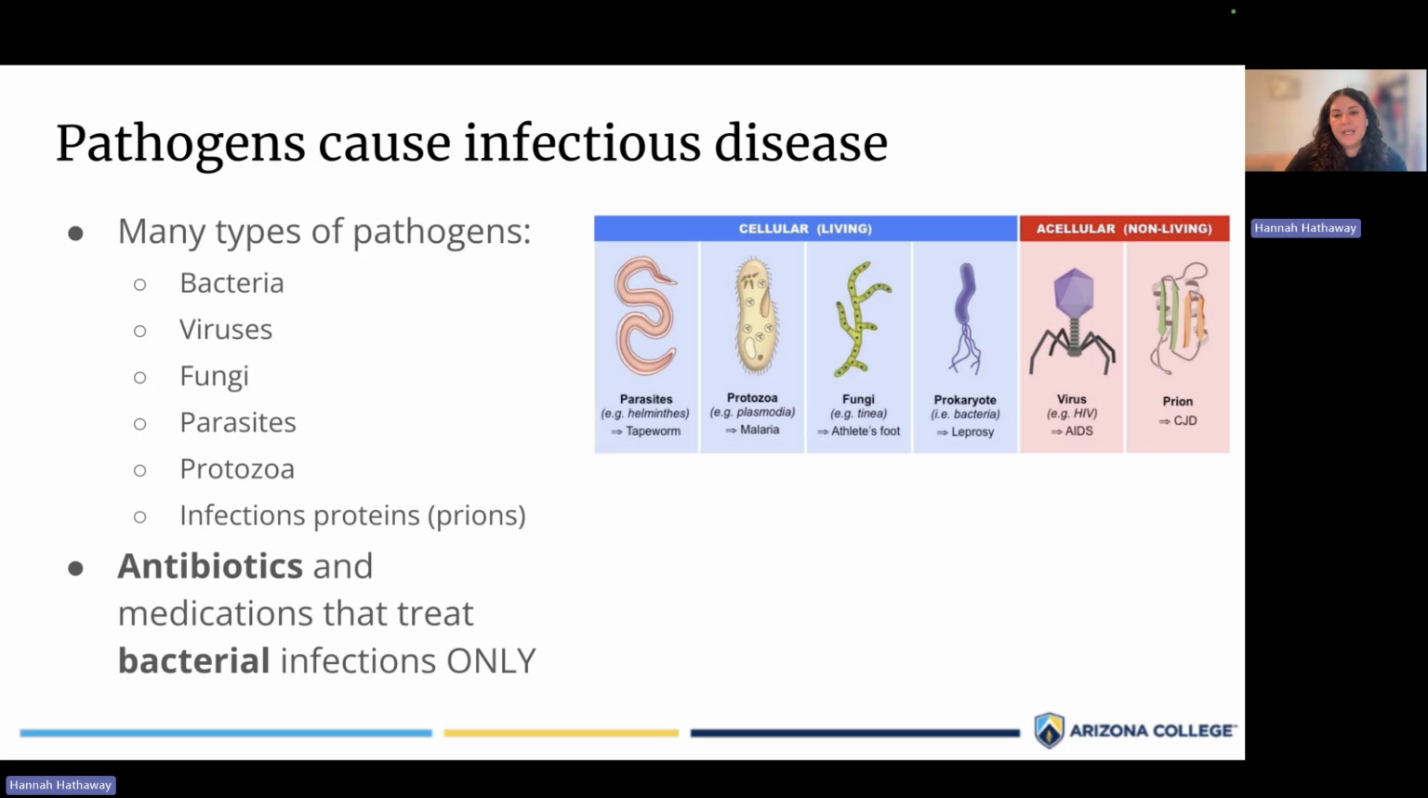Super important thing to remember as you're working through this chapter, antibiotics are a class of medications that treat bacterial infections only. So if you ever see a question in a knowledge check or on the midterm talking about which of these would we use an antibiotic for, what that question is essentially asking is which of these is caused by a bacterial infection specifically.